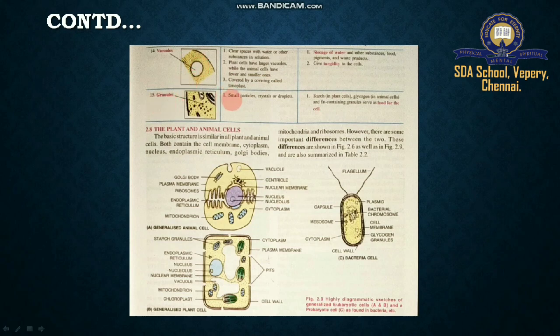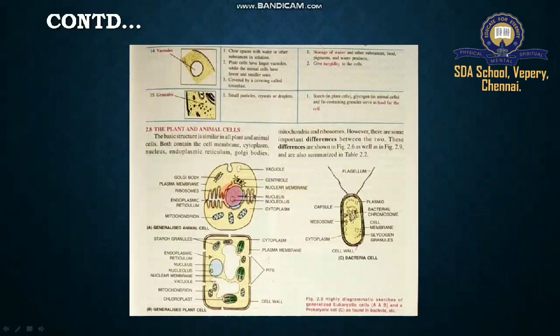Then the granule: a small particle, in the form of crystals or droplets, dispersed inside the cytoplasm. The main roles: starch in plant cells, glycogen in animal cells, and fat-containing granules serve as food for the cells. Plants store reserve products called starch. In animals and in our body, the reserve product is called glycogen, stored in our liver and muscle cells. So granules are present inside plants and animals.